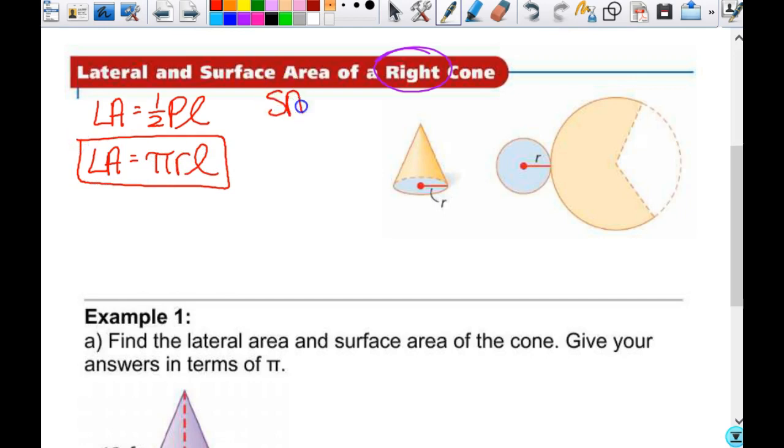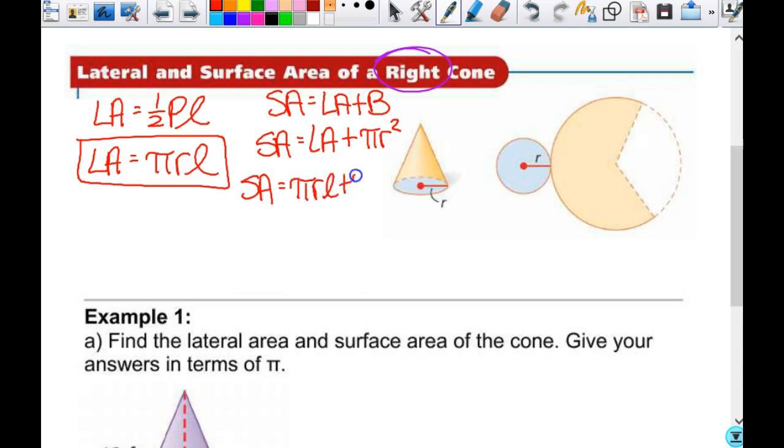Surface area, you could do lateral area plus big B. That's just the basic overarching concept. Or lateral area plus pi r squared. Or pi RL plus pi r squared. These two are really the ones that you would most likely see on a formula chart of some sort.